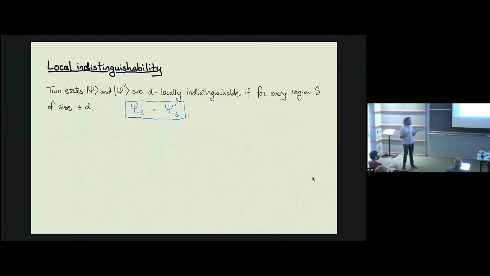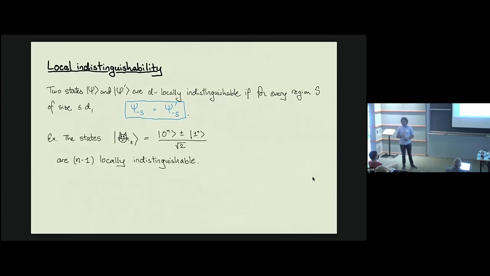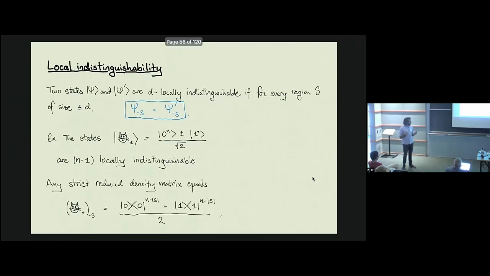If I have this property, then I call these states d-locally indistinguishable. There's a very nice example of d-locally indistinguishable states, and those are the cat states. The cat states with the positive and negative sign, these two states, they're orthogonal, but they're locally indistinguishable for any n-1 qubits. If you take any n-1 qubits of the cat states, the reduced density matrix loses that global phase. So the global phase is only revealed if you have all of the qubits. Any fewer than that, and there's no global phase, and these states are indistinguishable.